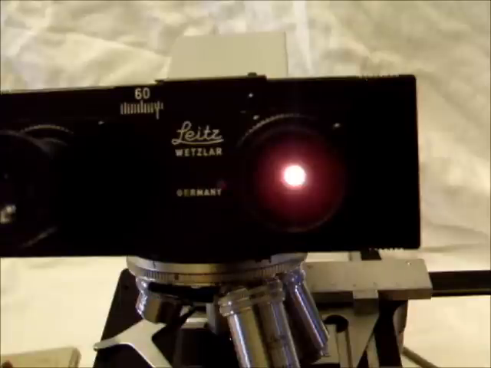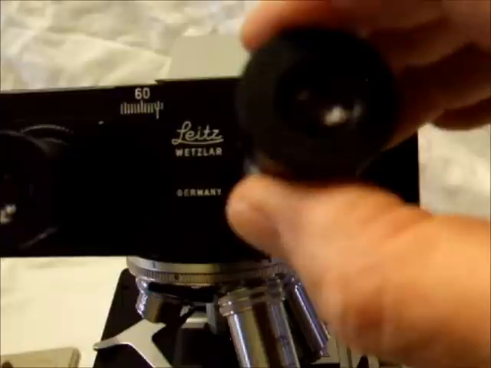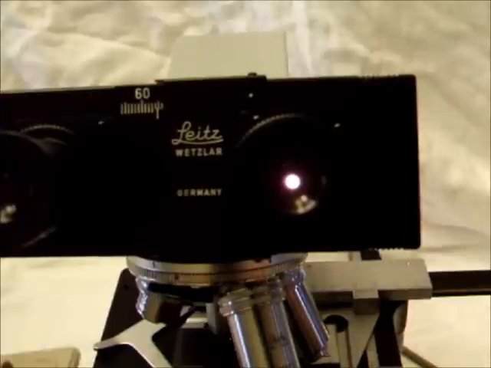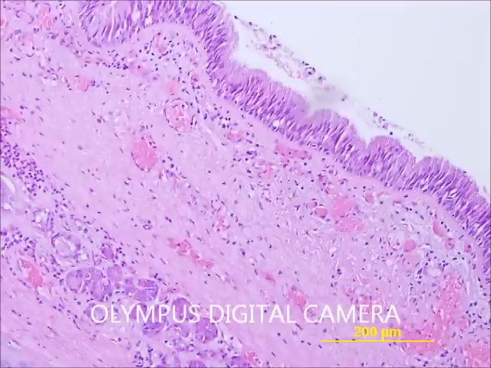Step 10. Replace the eyepiece. At this point, the 10x objective lens is optimized according to Kohler illumination. Remember, if you switch to the 40x lens, then you have to do steps 6 through 10 over again.